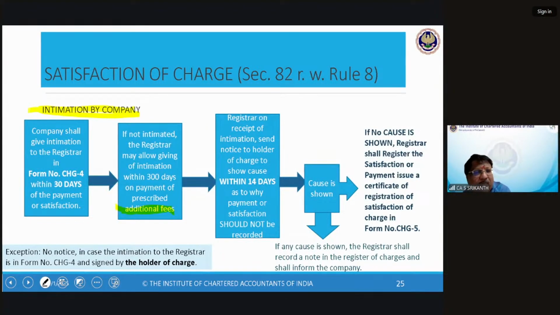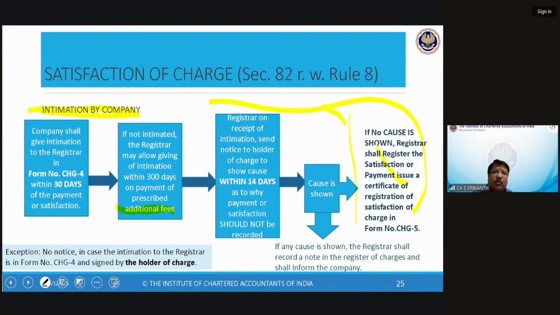No. The company secretary will prepare everything. The CHG-4 form is filled up with the basic details: original charge created, the amount, how the payment was made, satisfaction, etc. Proof of satisfaction will also be there, a letter from the bank. That letter itself is enough, but still we will ask the holder of the charge to affix his digital signature. If so, then no intimation is needed. Straight away, the charge will be registered.